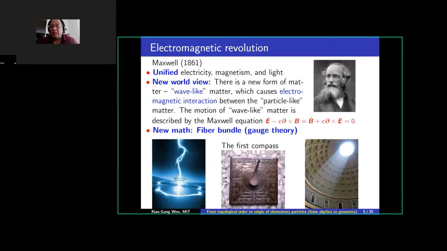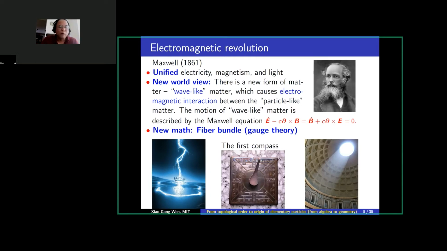The second revolution we can say is the electromagnetic revolution, which unified the phenomena of light, electricity, and magnetism. However, here I want to say that there is another way to understand this electromagnetic revolution. That is to view it as the discovery of a new form of matter, which I call wave-like matter. So the electromagnetic wave is a new kind of matter, not like the particle-like matter in Newton's theory. So we really have a new type of matter. I view this as a very important aspect of this electromagnetic revolution.